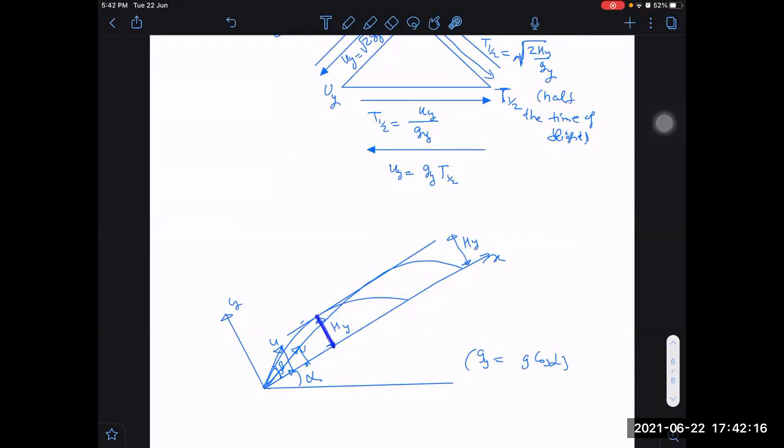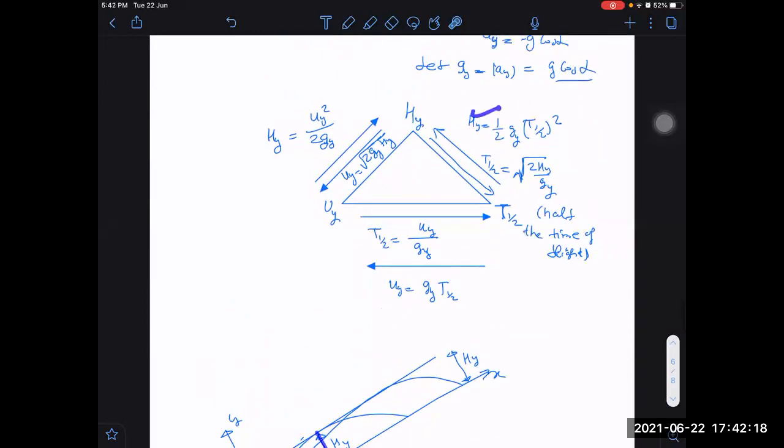So it is just the maximum distance along y-axis. What is the maximum distance along y-axis? The same formula will be applicable as we applied before. Hy is half into gy into (t/2) square. T1 by 2 is equal to root 2 into hy upon gy. Similarly, uy will be equal to root 2 gy into hy.